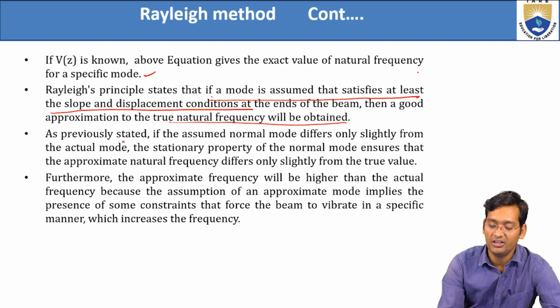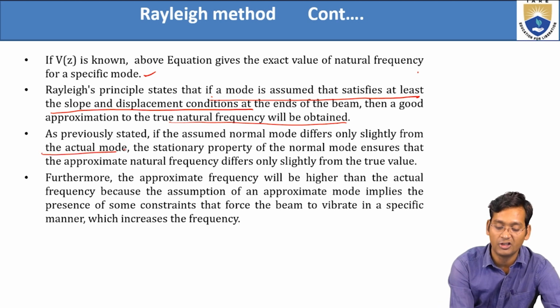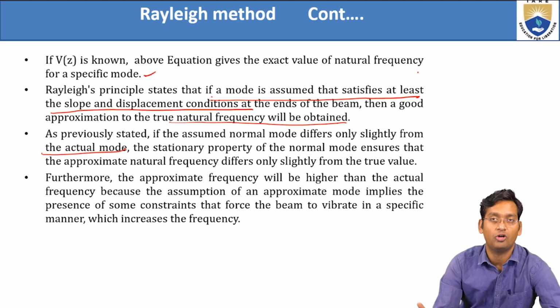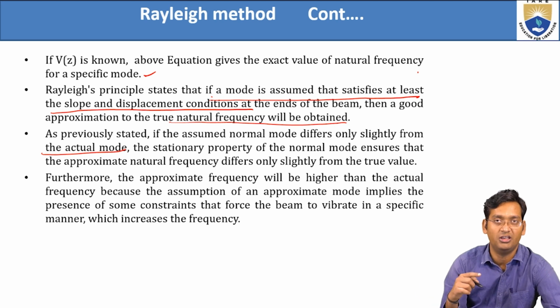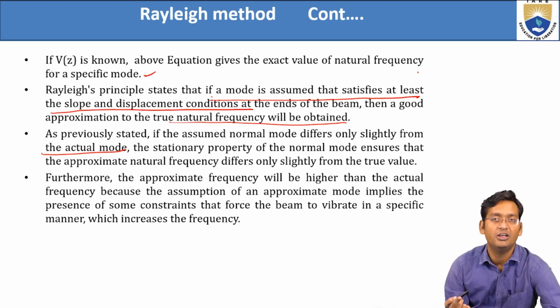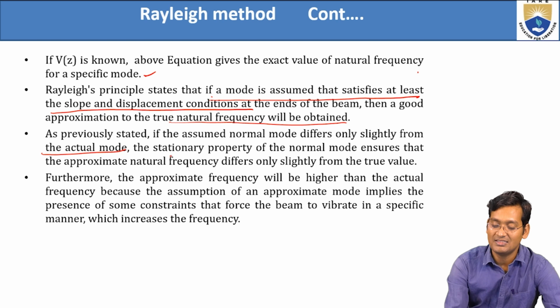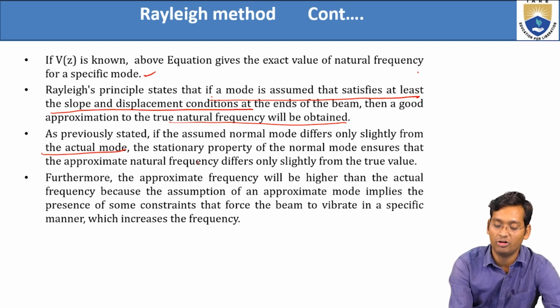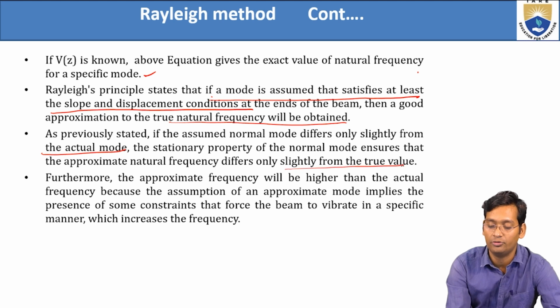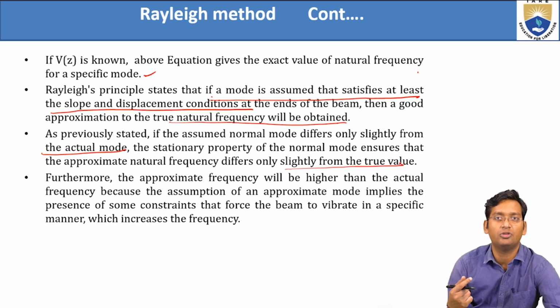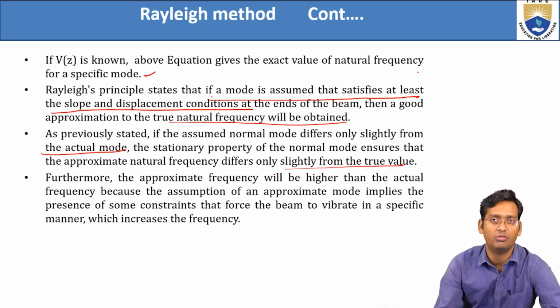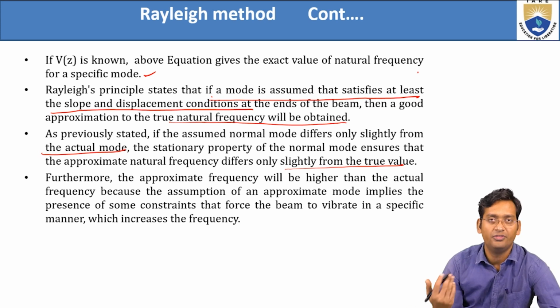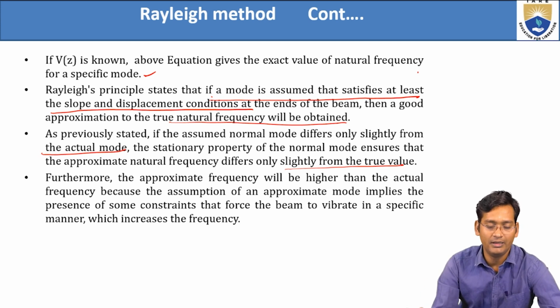As previously stated, if the assumed normal mode differs only slightly from the actual mode, but we assume that as the normal mode, not the actual mode, because earlier in the starting itself we assumed that it should be in the normal mode. The stationary property of the normal mode ensures that the approximate natural frequency differs only slightly from the true value. So if that normal mode is slightly different from the actual one, then what happens? The natural frequency also will be slightly different.